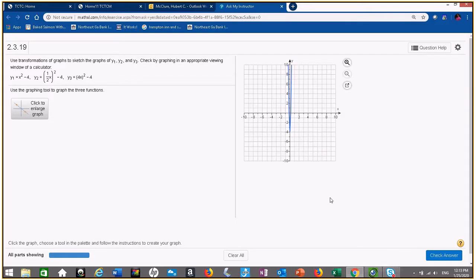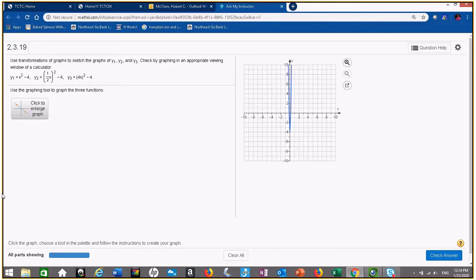It says use transformation of graphs to sketch the graphs of the following 3 equations. Graph by sketching. Now I'm going to tell you right now, on my test I try not to use this type of problem because the graphing is not right, and these equations are not written in the best form. I'm going to show you what I mean. With that being said, pause the video. I'm going to pause for 2 more seconds and then let you pause the video and write the problem down.